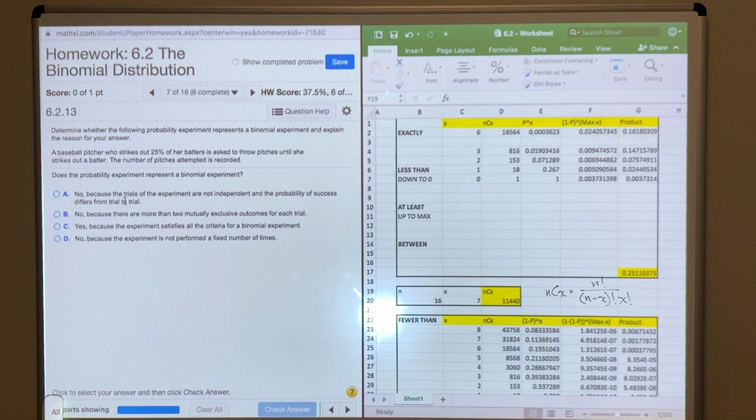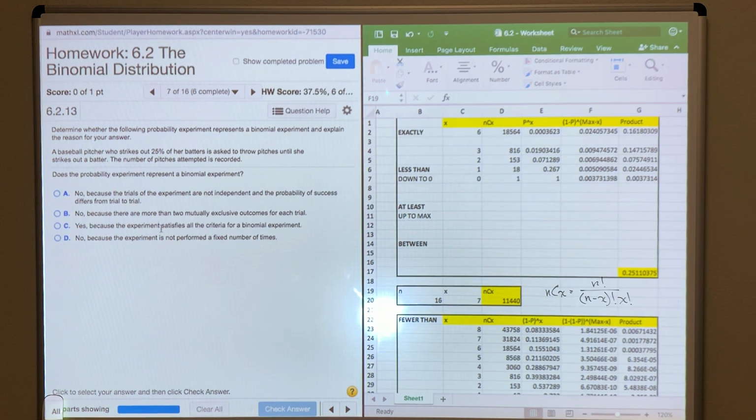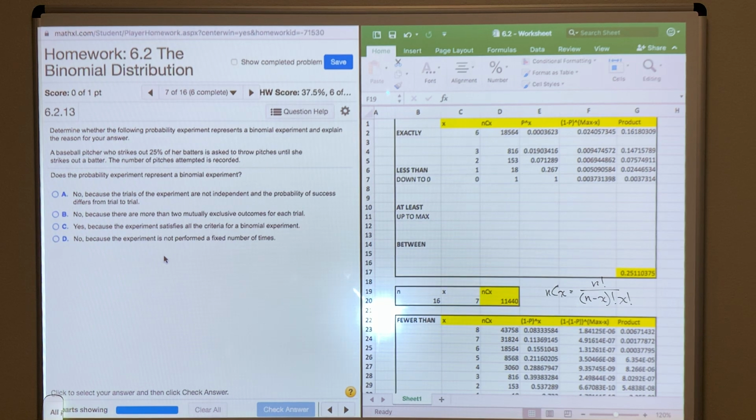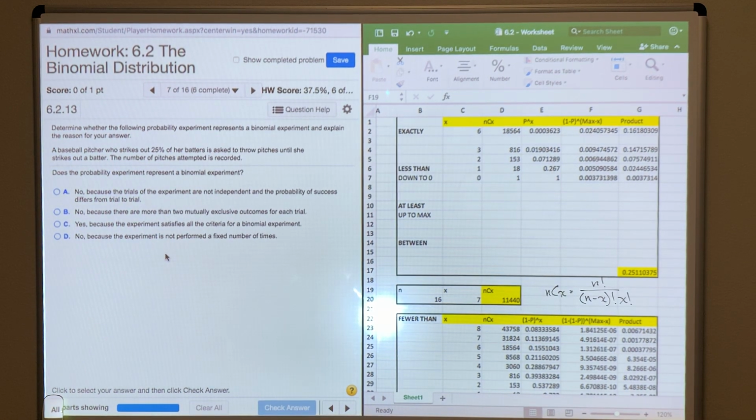No, because the trials of the experiment are not independent and the probability of success differs from trial to trial. I don't know, because here's the deal. Every time the pitcher throws a ball, we're starting a whole new throw, a whole new opportunity for the batter. So I would say that the trials are independent. You're not taking the mental component into it. From a mental standpoint, technically, one trial can impact the next because maybe the batter is shaken up by the previous strikeout. But I don't think they're really going that deep into it.